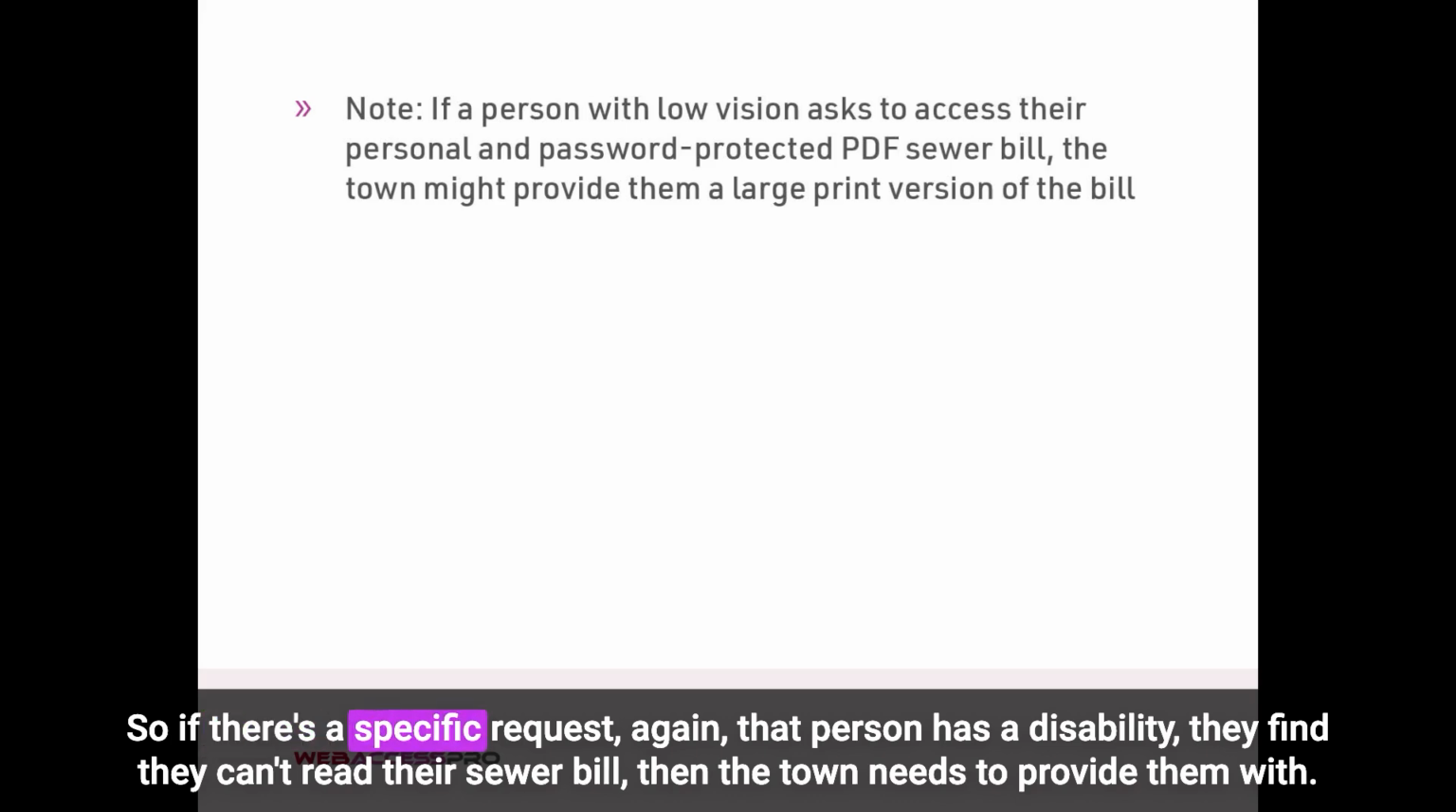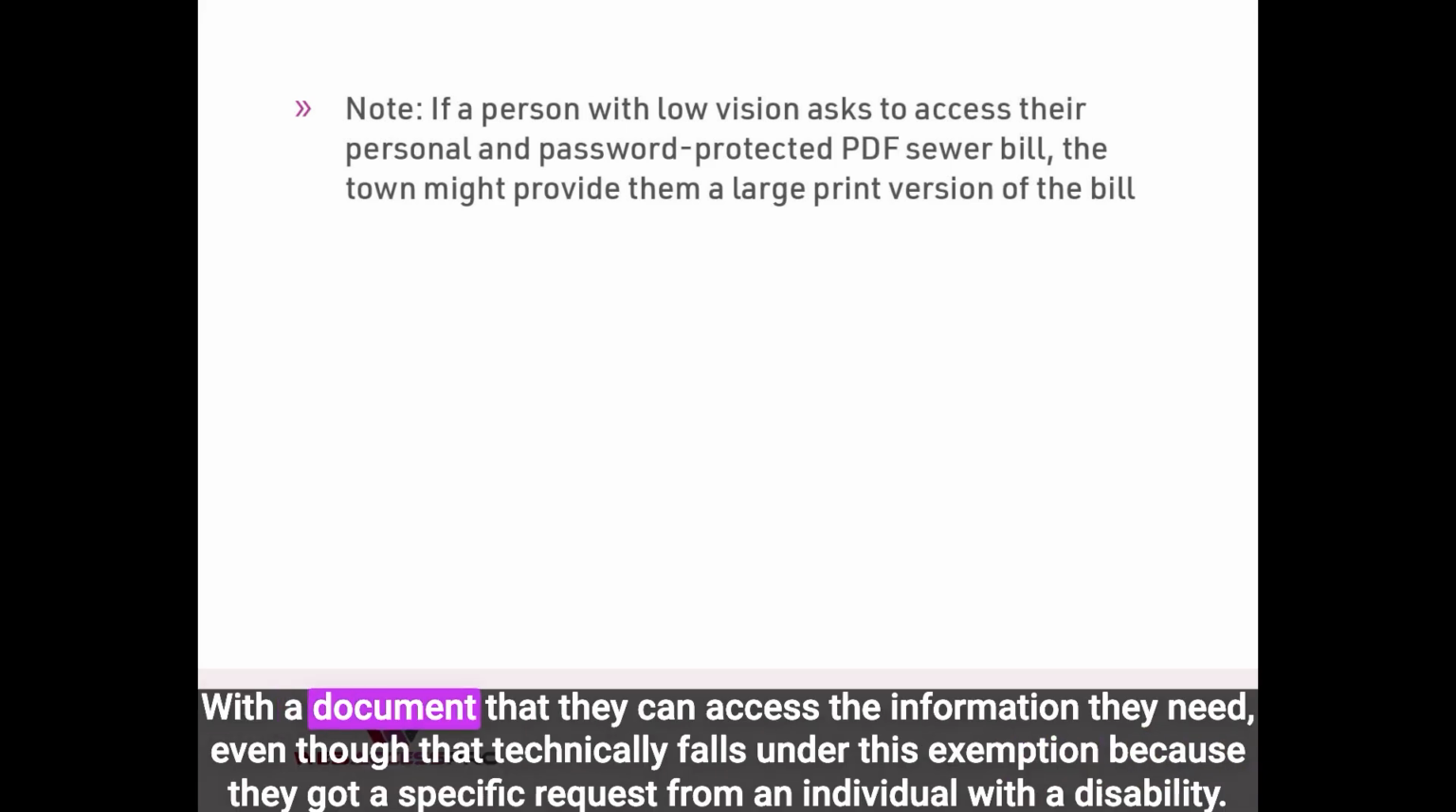So if there's a specific request, again, that person has a disability, they find they can't read their sewer bill, then the town needs to provide them with a document that they can access the information they need, even though that technically falls under this exemption, because they got a specific request from an individual with a disability.